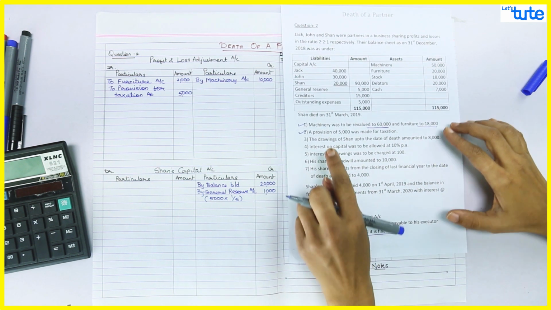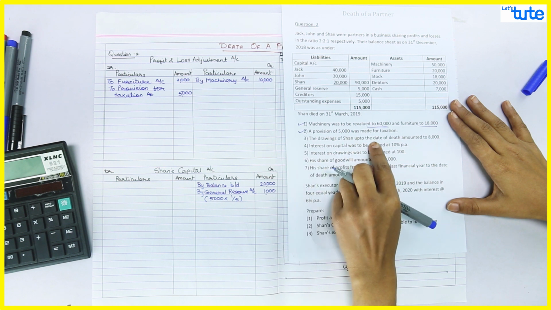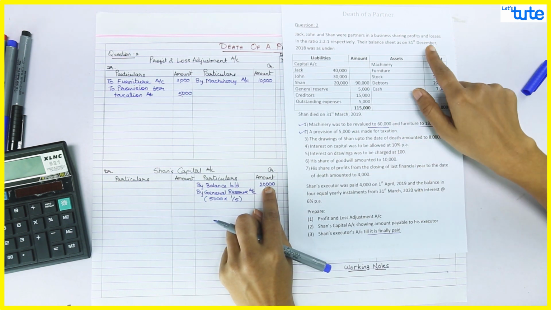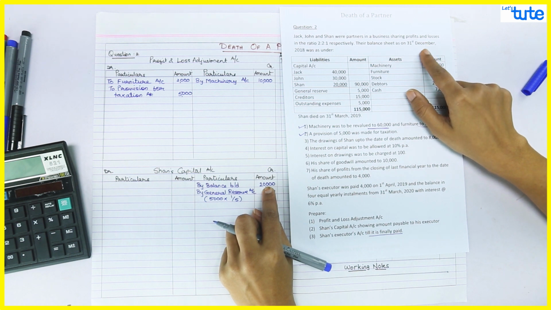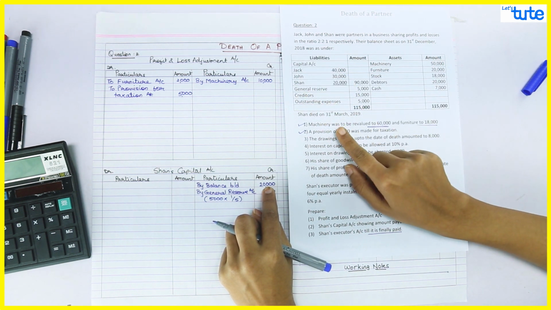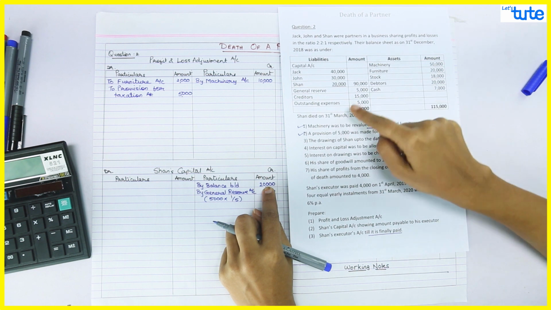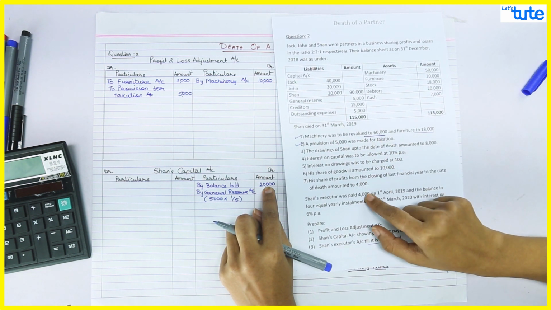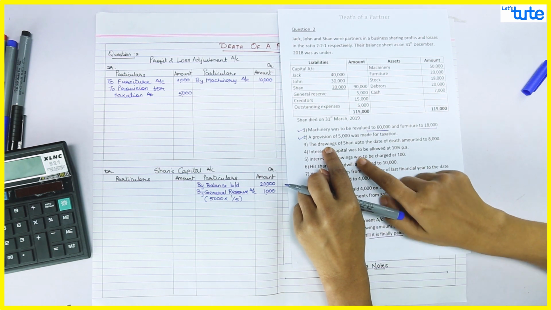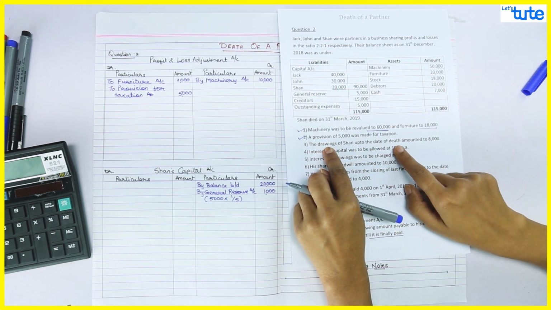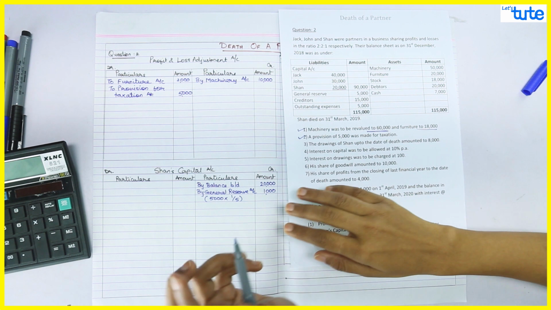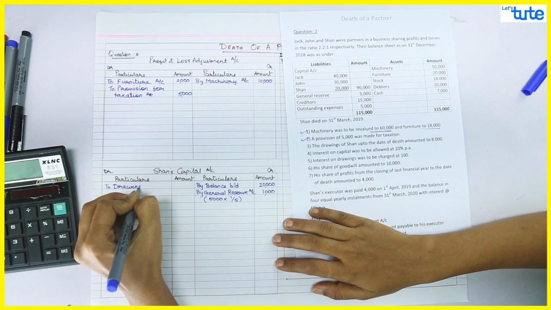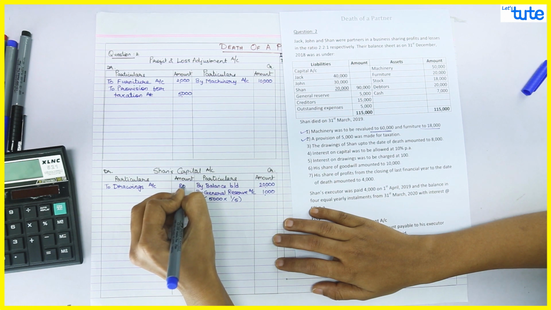required over here. Then the drawings of Shan up to the date of death. Now this balance of 20,000 is on 31st December 2018, and he died on 31st March. So for these 3 months they have given us some transactions, out of which the first one is drawings up to the date of death, which is 8,000. So we need to debit that drawings into capital account. So to drawings account, the amount is 8,000.